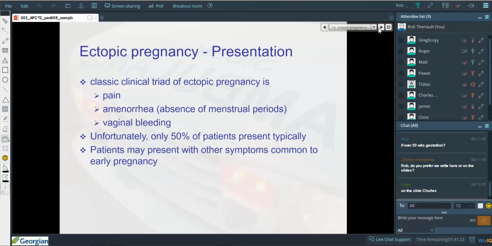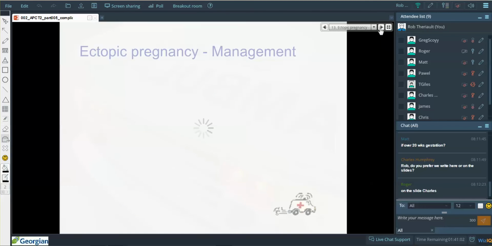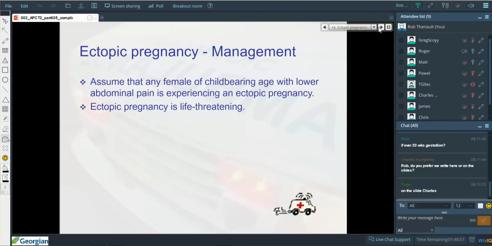And so some patients may also present with early symptoms commonly associated with early pregnancy, things like nausea and breast fullness, fatigue, lower abdominal pain, heavy cramping, shoulder pain, vaginal pain, or pelvic pain experienced during sexual intercourse, all typically signs of pregnancy. And so it's important to assume that any woman of childbearing years with lower abdominal pain is experiencing an ectopic pregnancy until proven otherwise. And remember that it's a potentially life-threatening condition.